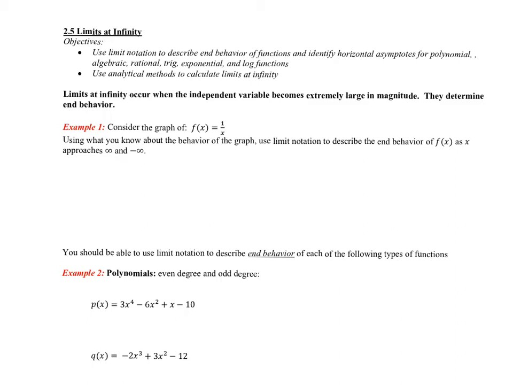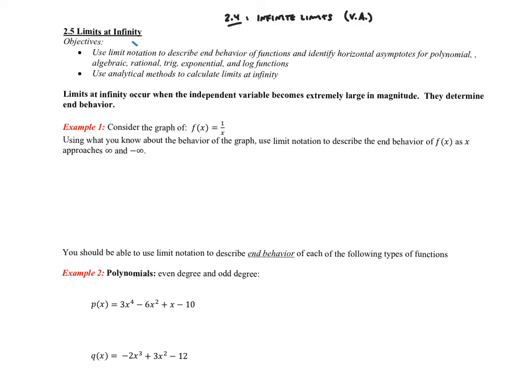AB Calculus, section 2.5, limits at infinity. In our previous lesson, we spoke about infinite limits. So 2.4 considered infinite limits, which were referring to the behavior of a function around a vertical asymptote. In this lesson, we're going to talk about limits at infinity.